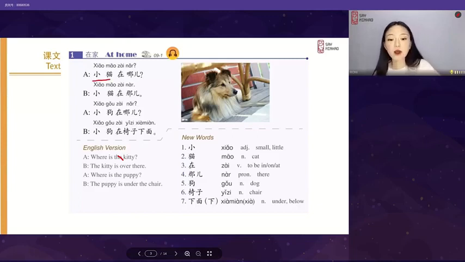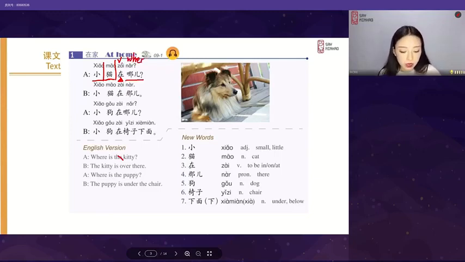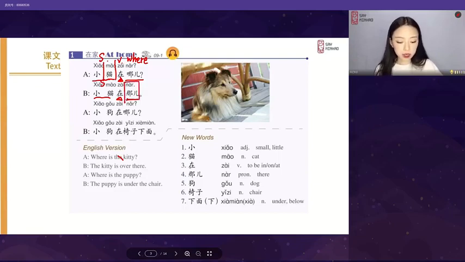First one, 小猫 means kitten, kitty, little cat. 小猫在。在 means be in, on, at somewhere. It is a verb. And 在哪儿? At where? Where? 哪儿? Where? So actually this means where is the kitty? And next is 小猫在那儿。The kitty is there. 那儿。There.